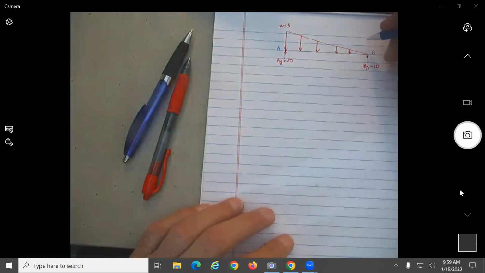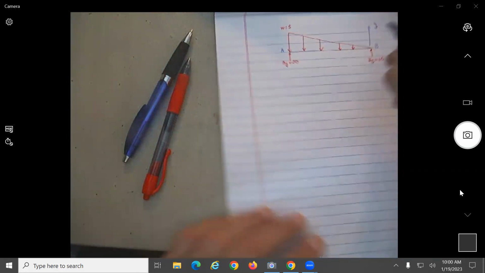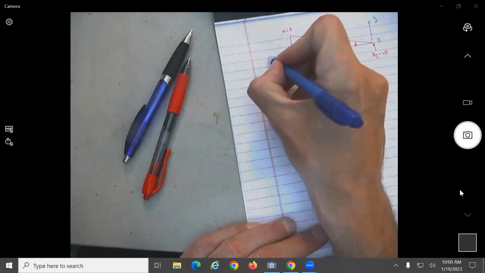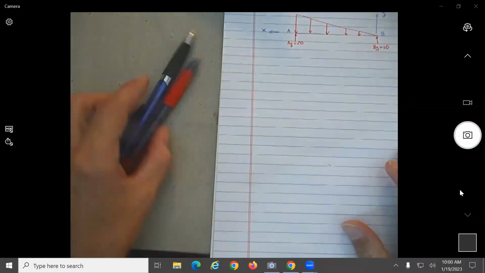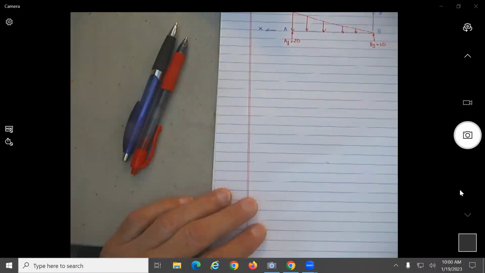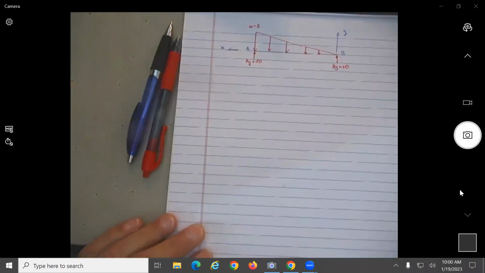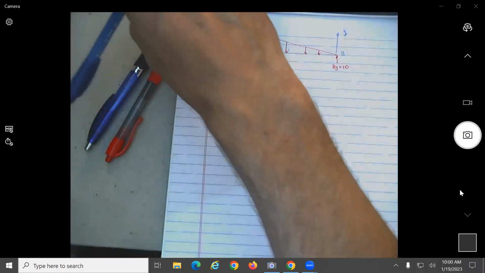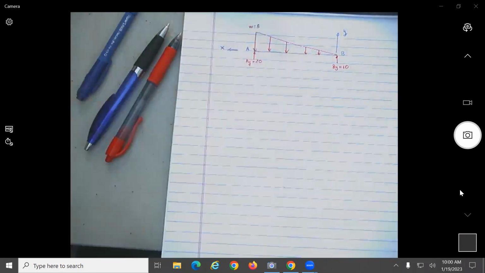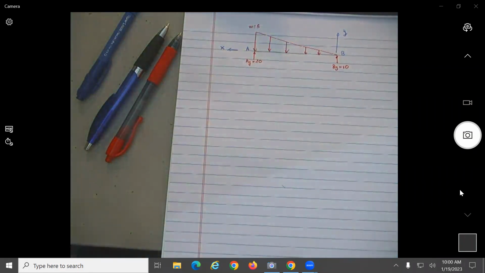Okay, and here we're going to select our reference frame to be starting from here. So it will be Y, and this will be X. So what is the procedure now to find the shear and bending moment diagram?